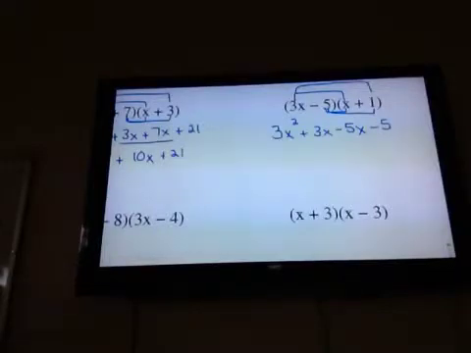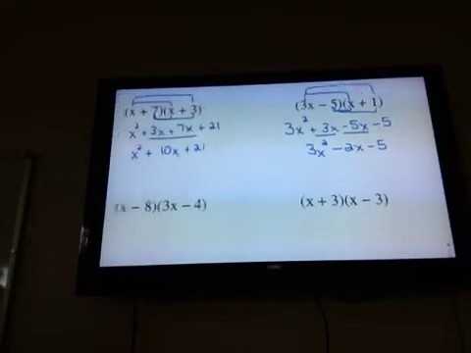And like I said, often, but not always, the outer and inner terms are alike, so they can be combined together. You'll see that. 3 minus 5 is a negative 2. So final answer, 3x squared minus 2x minus 5.